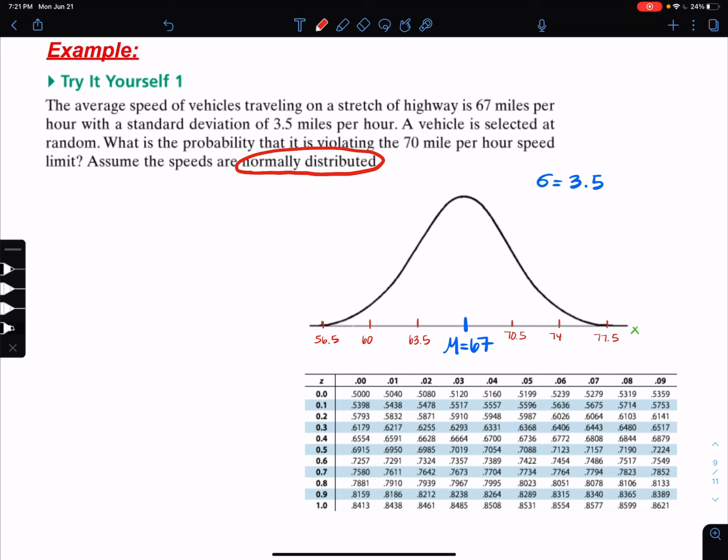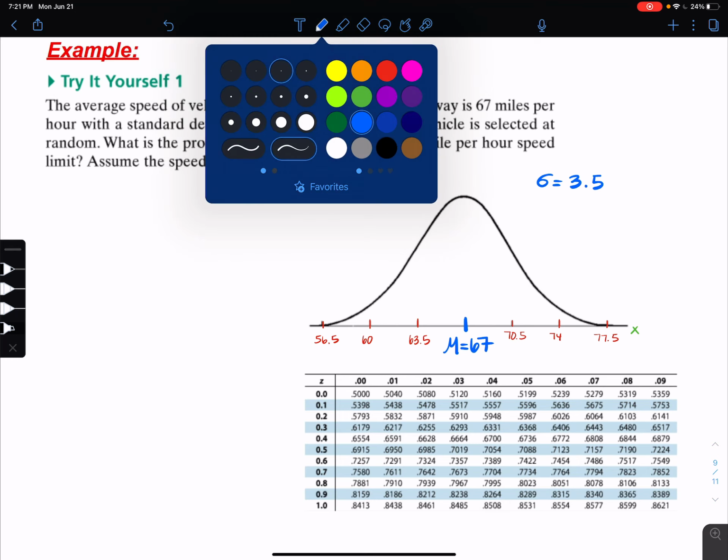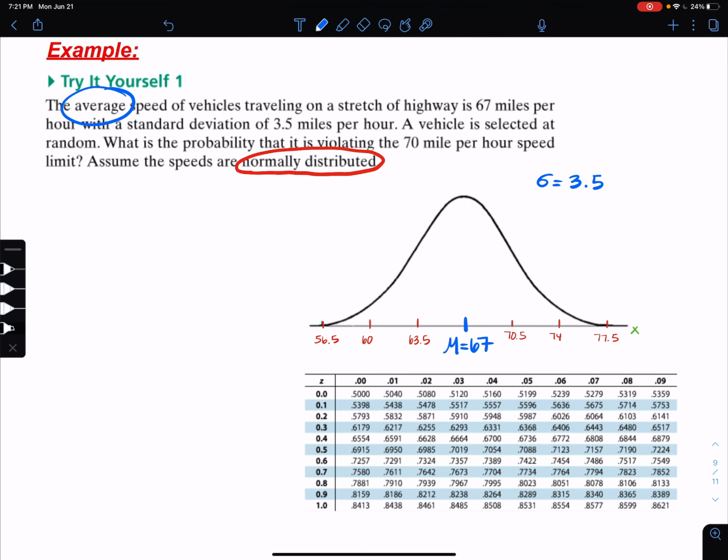So notice what I did here first. I sketched it out. I read through the problem and I said, okay, the average speed, average and mean are the same thing, is 67 miles per hour. That's my center. Mean is always at the center. And then I pulled the standard deviation, the unit of variation, at 3.5. That's what told me how far to go to each one of these 3 marks on either side of the mean. I'm just moving out by the standard deviation, which here is 3.5. That gives me a good sketch of what's going on here.